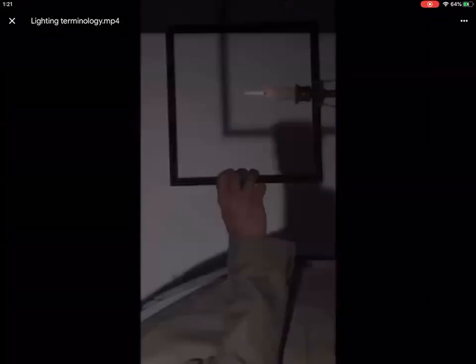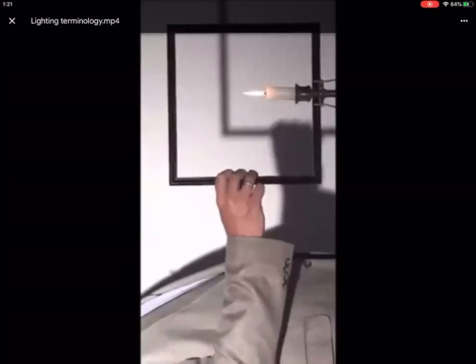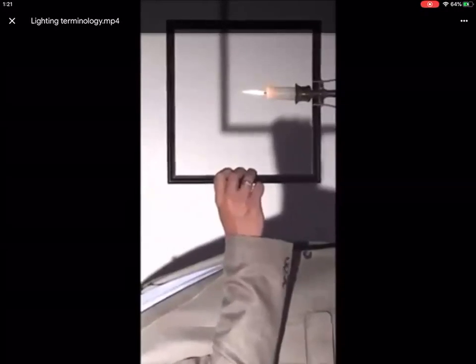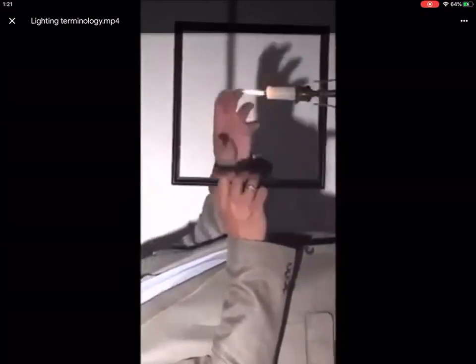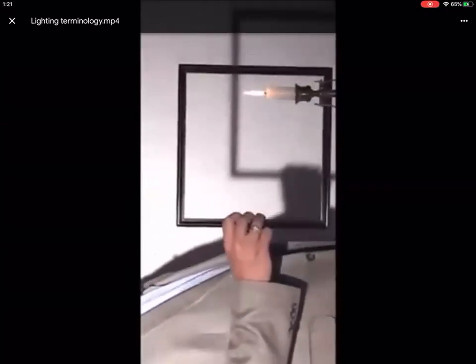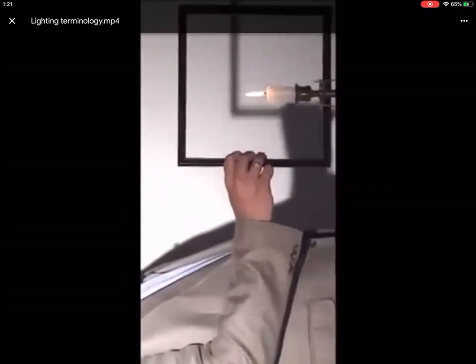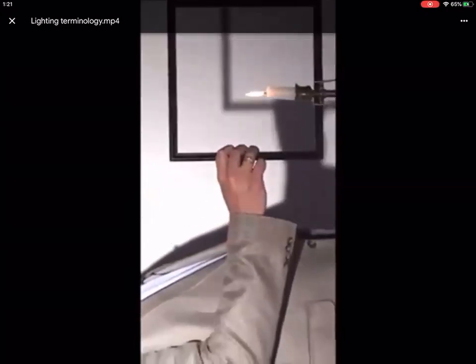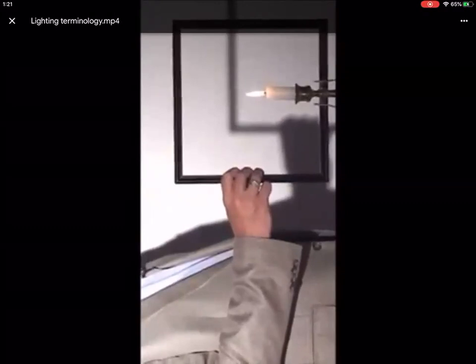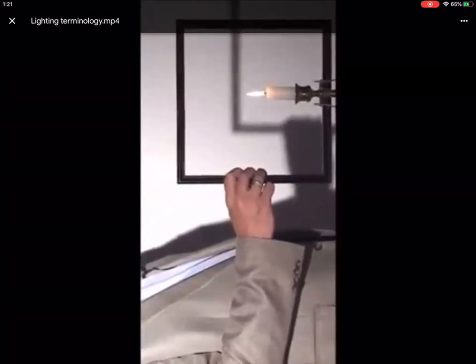light flow. So we talked about flux being the unit of measure for the flow of light, and my question to you is, does light flow? So the answer is the light flows from this source of light through this frame. You see the shadow in the wall. You see when I move the frame, the shadow also moves. This tells us that, in fact, light as a form of energy does flow. The question, at what speed does it flow? At the speed of light, of course.